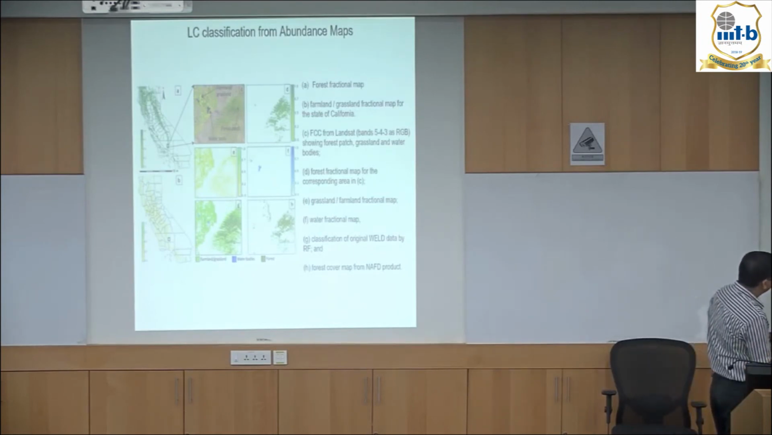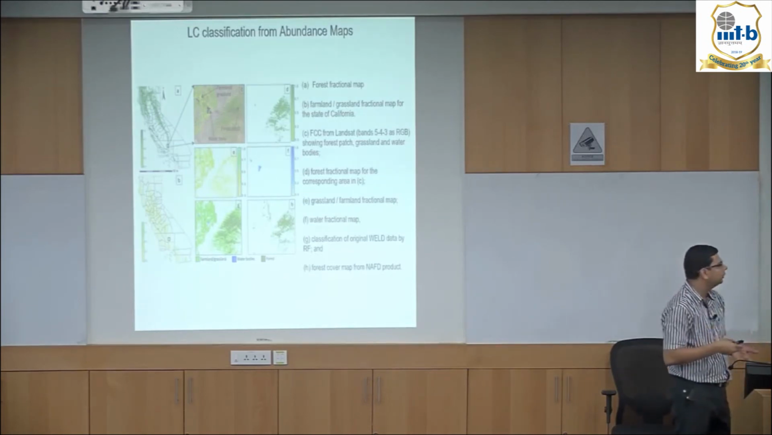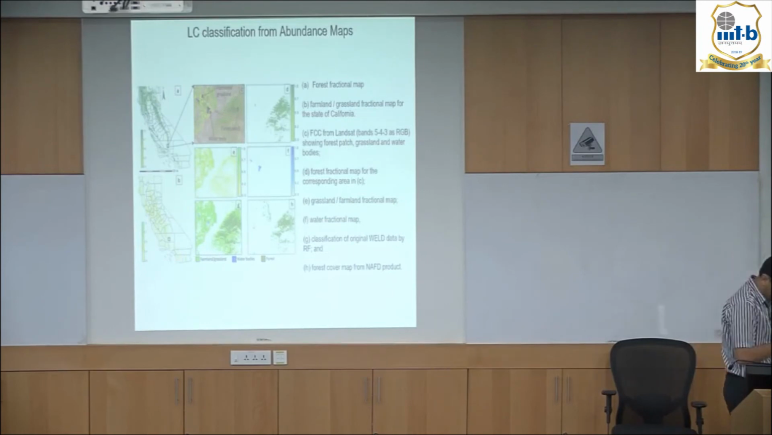This is the forest area extracted from here. This is the plantation area, this is the water body, and this is the output obtained from random forest without using the unmixed output, and this is the output from a national report, the North American Forest Dynamics report.